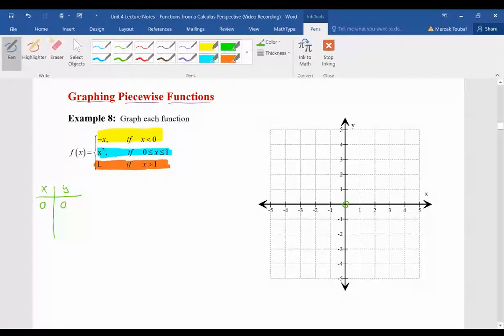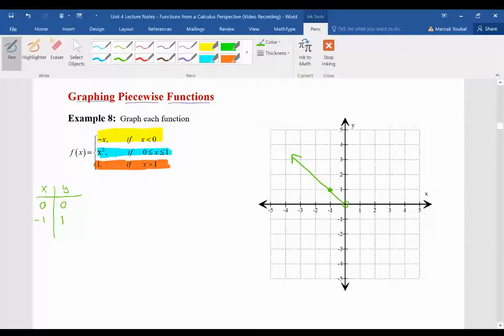Right? And then we can pick negative 1, and negative negative 1, that's positive 1. So negative 1, positive 1. And that should be a closed point because that's included. 2 points are sufficient to draw a line because negative x is just a linear function, so it's just a straight line like that. So we graph the first one.